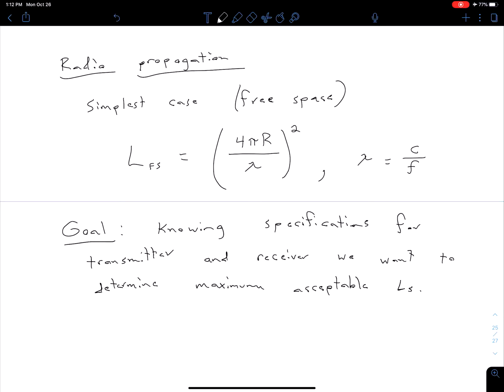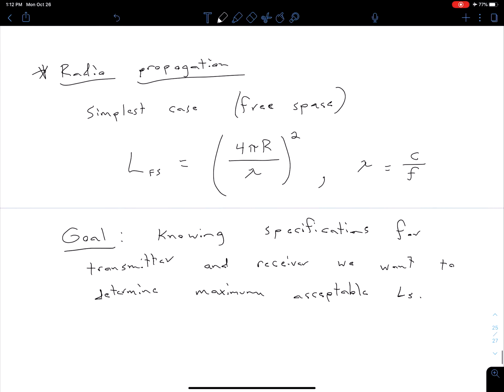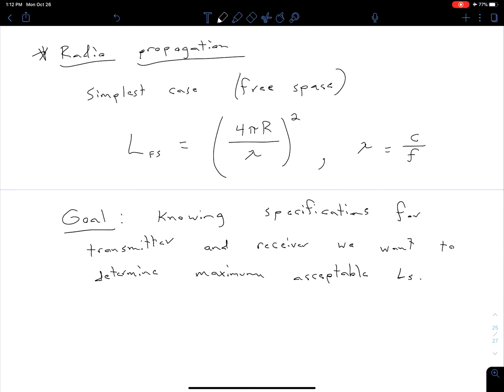operate. So keep in mind, if we had a better understanding of radio propagation, we could say, well, in a given environment, that means we have to be so close to our antenna. Or we could say we have to have a certain frequency for a certain distance. But again, we're not going to get into that. We're going to ignore that, and at the very end, we can come back and relate it to the simplest case of free space. But keep in the back of your mind, if we knew more about radio propagation, we could ultimately transform this maximum acceptable L sub s into a maximum distance in a given environment at a given frequency.